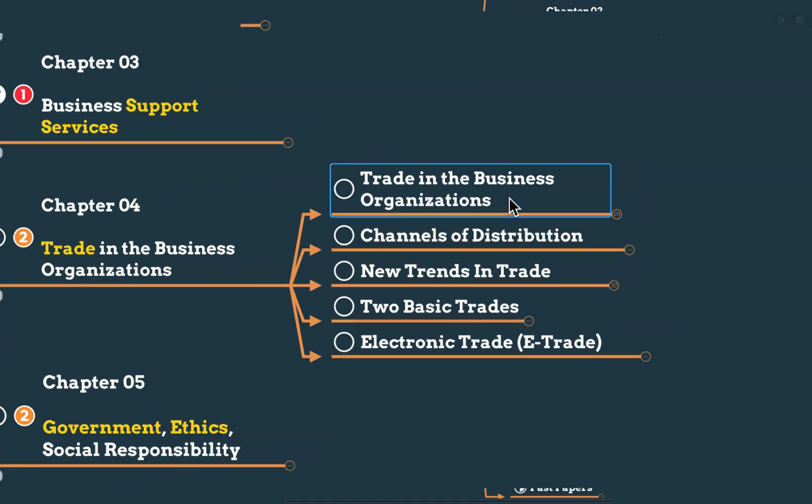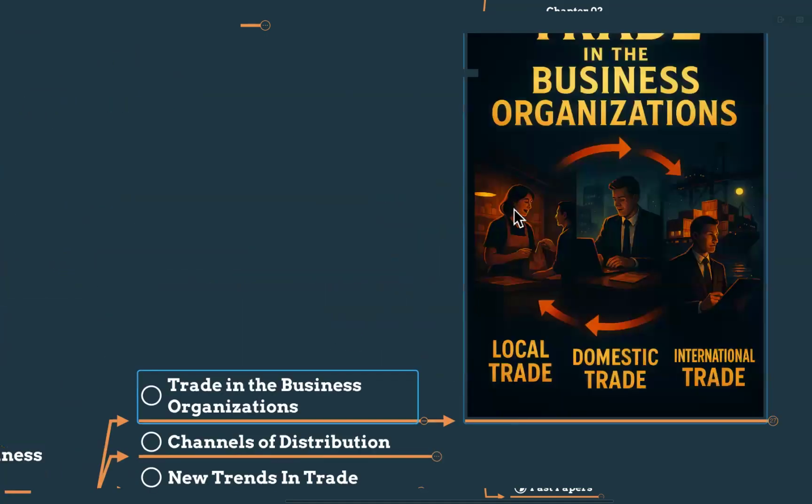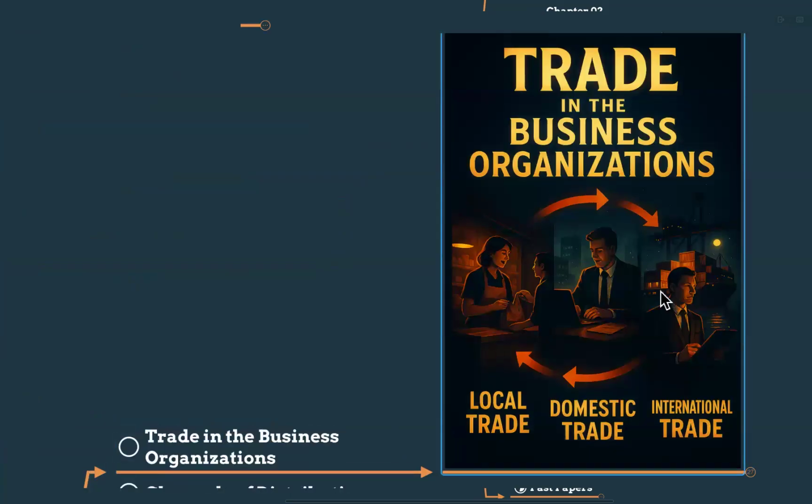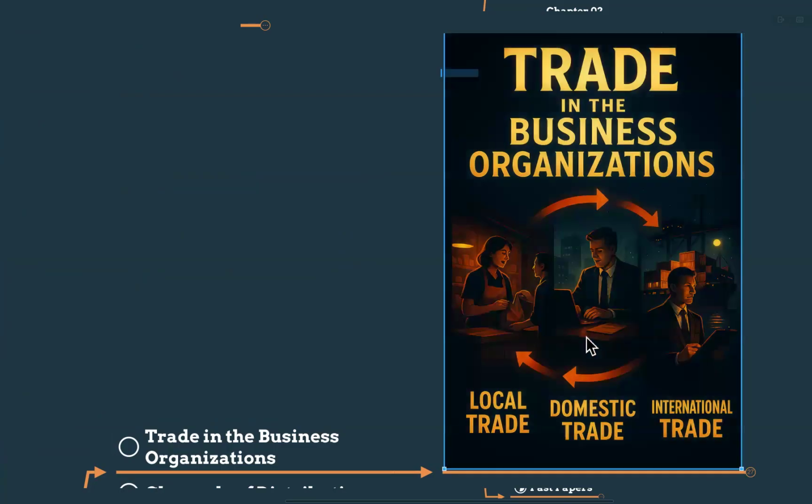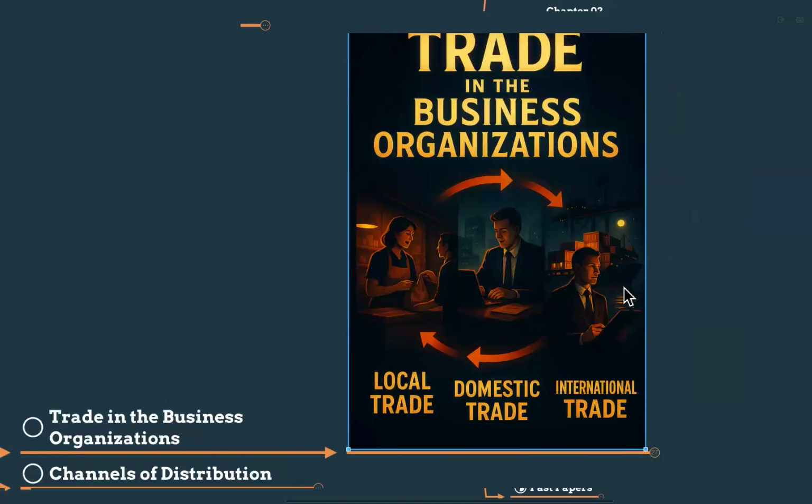So the first thing is trade in the business organizations. My dears, in this chapter, trade in the business organization, we will explore how buying and selling happens in the business world. It's like the very heart of commerce that keeps our economy alive, right? That's trade, business. We have local trade within our country, domestic trade, as well as international trade. Trade means buying and selling things, right?